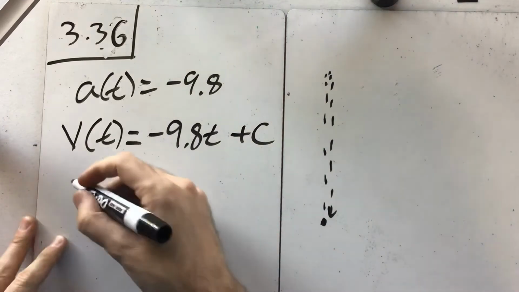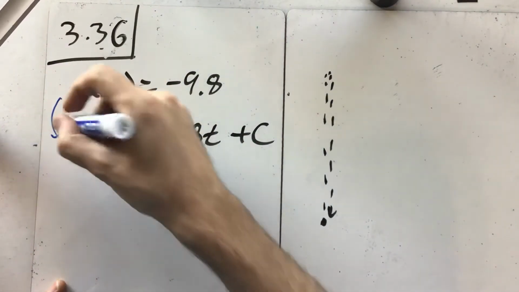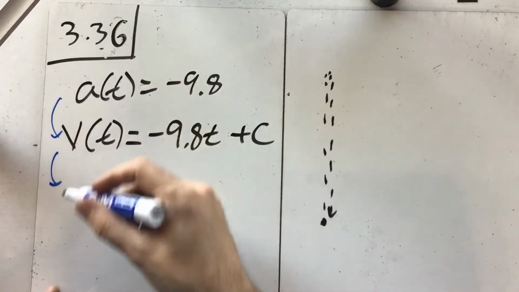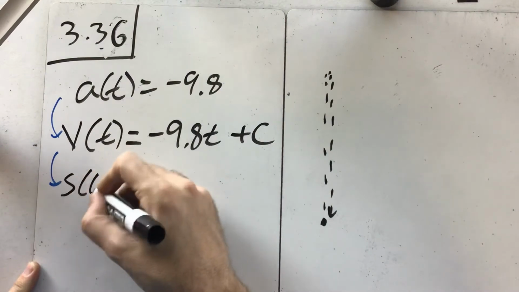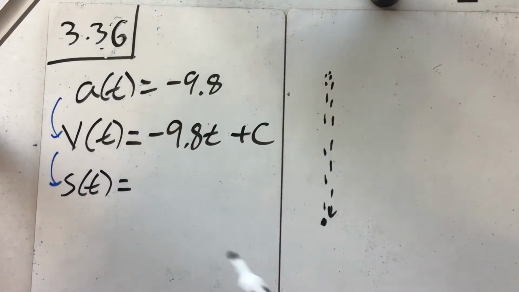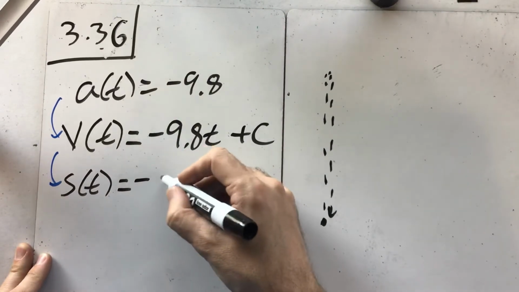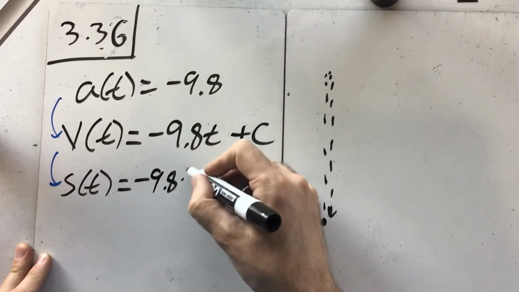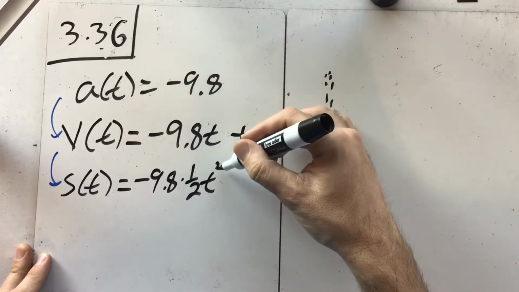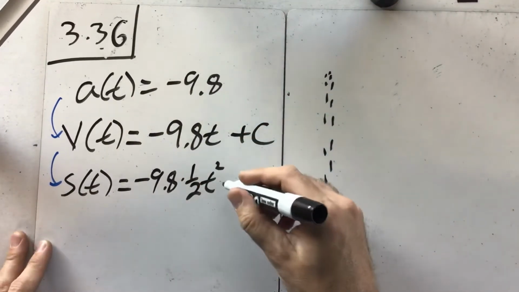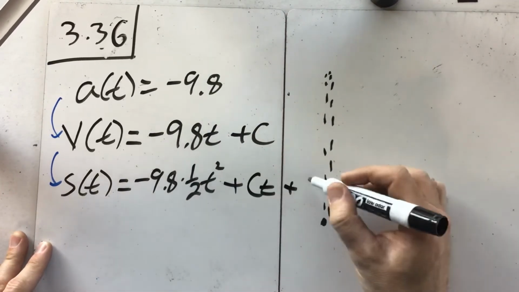Okay, but now let's take another antiderivative. So notice this was an antiderivative because we're going from acceleration to velocity. And now let's go from velocity to displacement, s of t, and I'm just going to take an antiderivative of this equation. That'll give me negative 9.8 times 1/2 t squared. So notice my t, I had to raise 1 to get a squared and divide by a 2. And then this is just a number, so let's just put c t. And then I've got another constant.